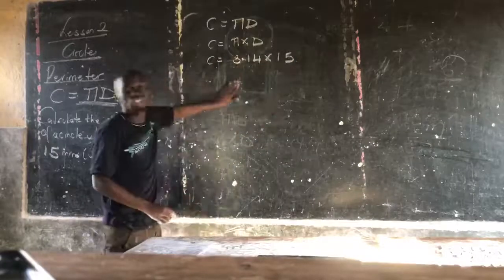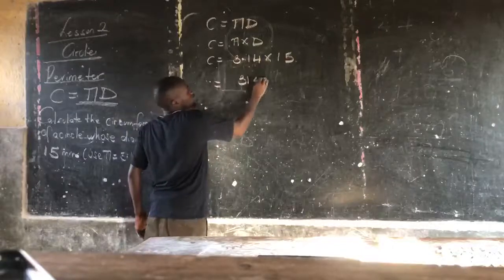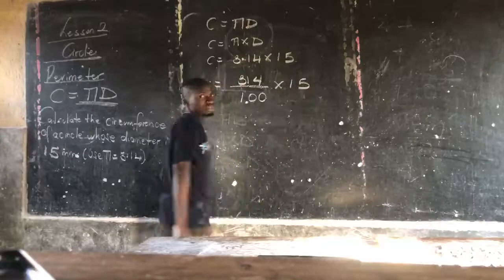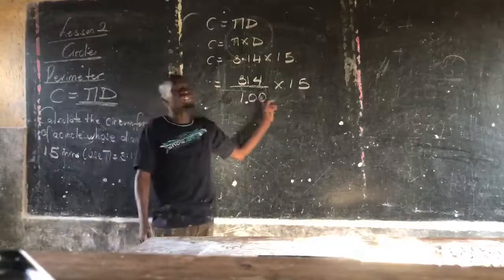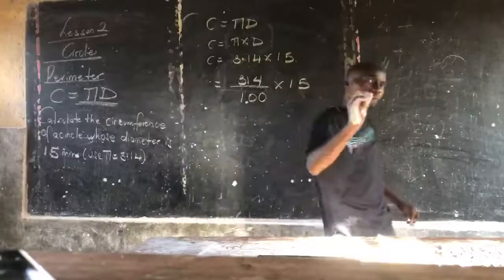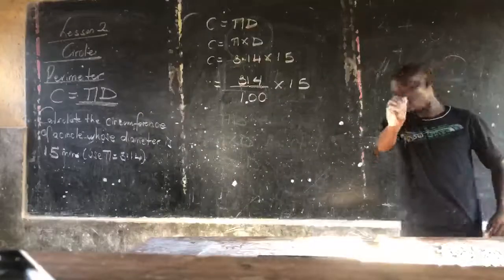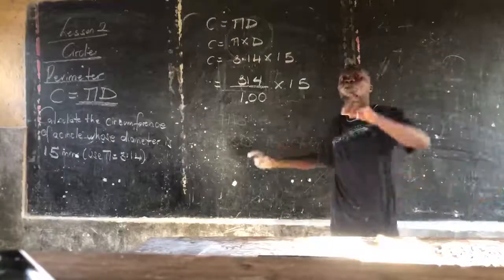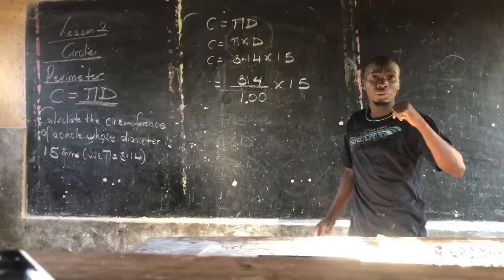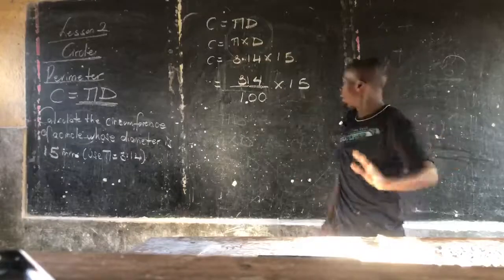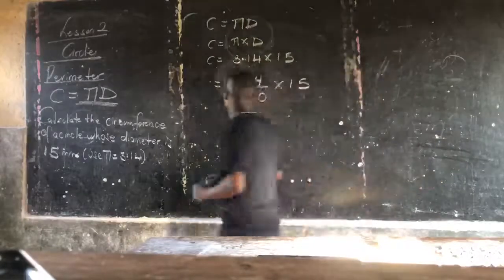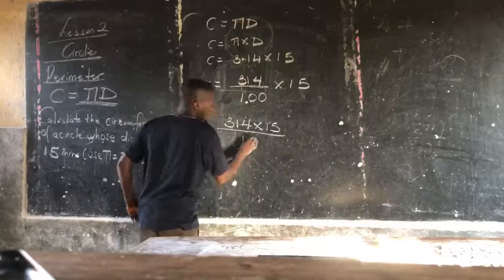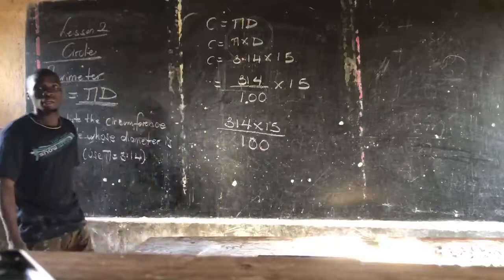Are you getting me? Change this one, and again I'll put it as 314 over 100 times 15. I can cross these numbers, they are enticing, but for my betterment I won't cross them, because I will need to change this number back to a decimal. So let's first leave it and multiply 314 times 15, over 10 over 100.